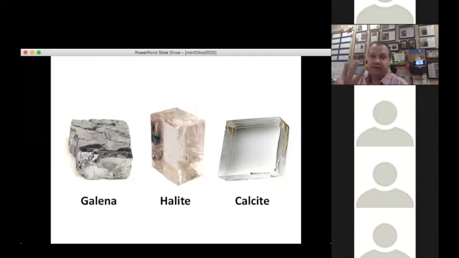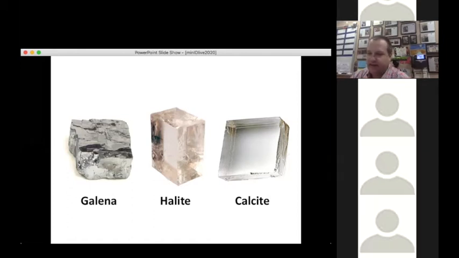They all have 3 cleavage. It means they are box. 1, 2, and 3. 3 directions of cleavage. The first 2, and halite, are at 90 degrees, and calcite you can see is tilted a little bit, but it still has 3. Another thing that's the same about them is that they are all pretty soft. They're all 2s or 3s in terms of hardness. Very soft, you can scratch them easily.